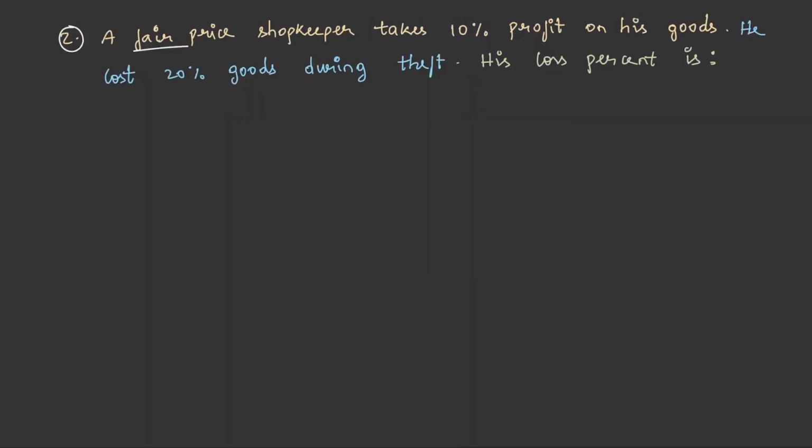A fair price shopkeeper takes 10% of profit on his goods. He lost 20% goods during theft. His loss percent is, let's solve this. Based on the question, we need to assume certain values. Here, let's say that the shopkeeper has 100 items and the cost price of each item is rupees 1.